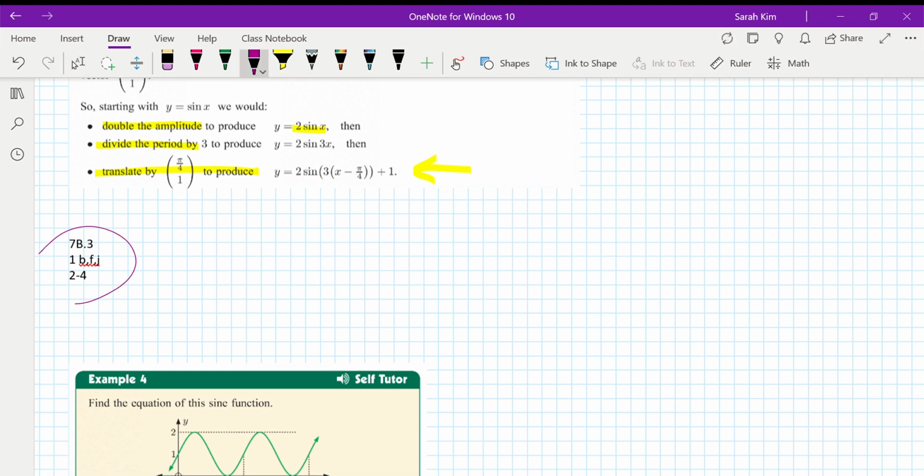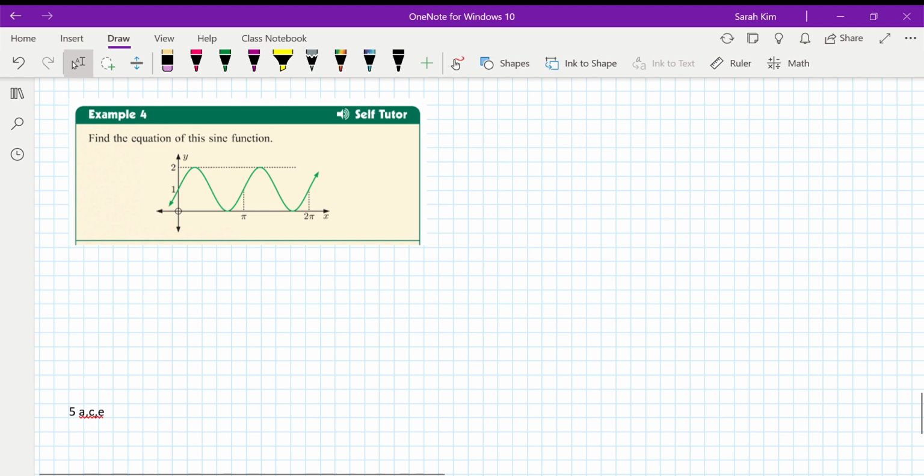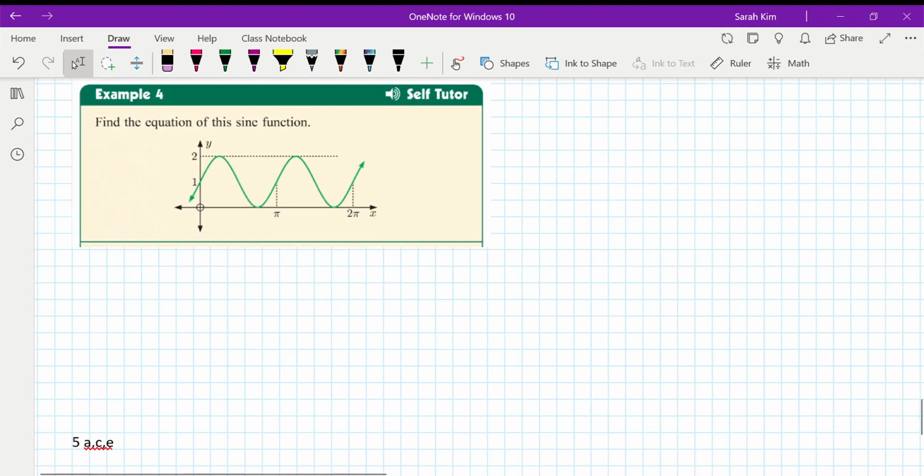You should be able to do all of these questions now. Give it a go. But I'm just going to do example 4 now. So find the equation of this sine function. Let's see if we can write some of the key information down. First of all, whereabouts is my principal axis? I can see that it's over here at 1. So my D is going to be 1.